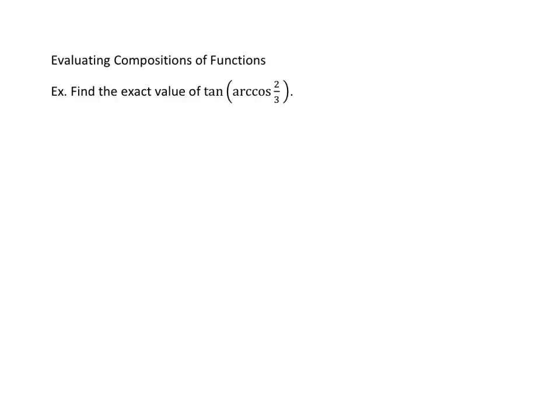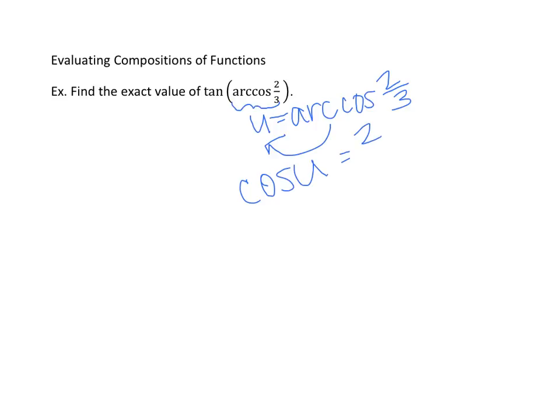Okay, evaluating compositions of functions, putting basically one into the other. We're going to start working with the inside. We're going to call this part u. So u equals arc cosine of 2/3. Or if I move my inverse cosine to the other side and uninverse it, this is cosine of u equals 2/3.